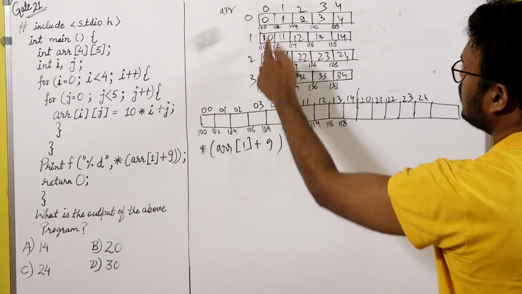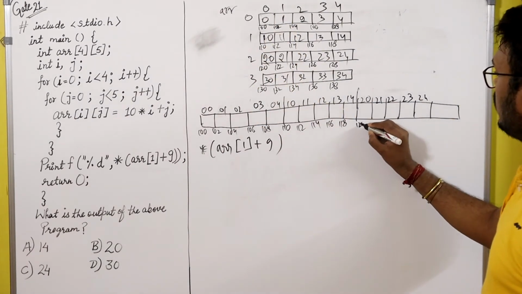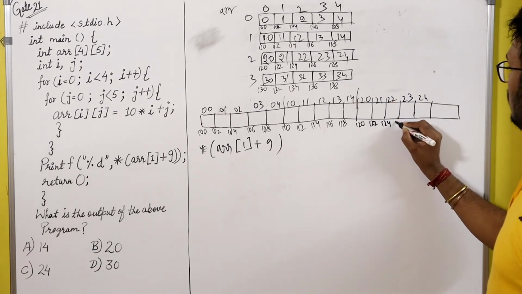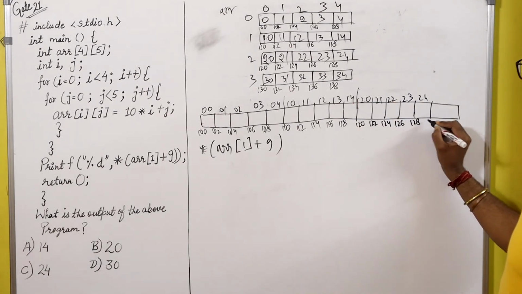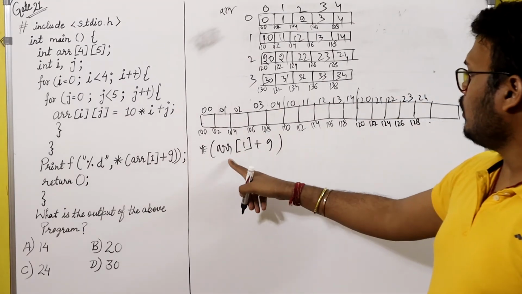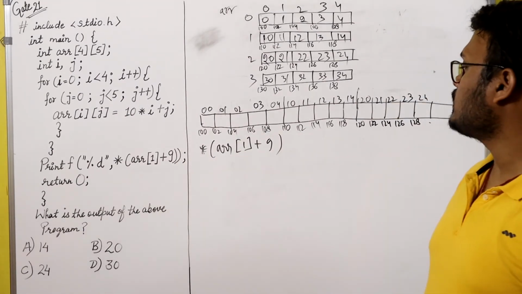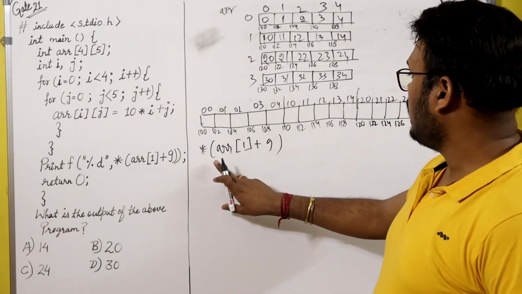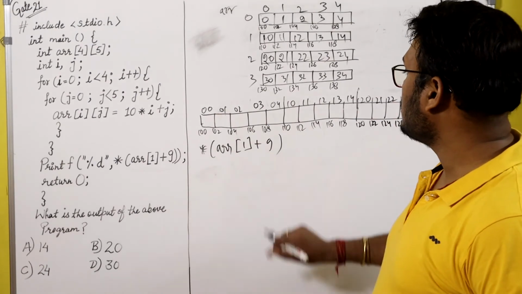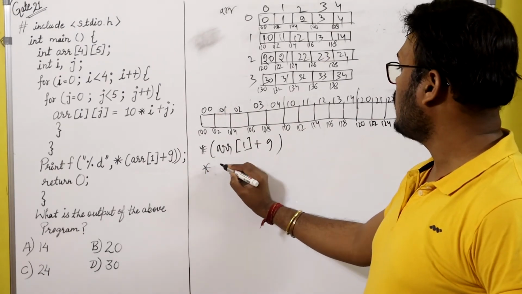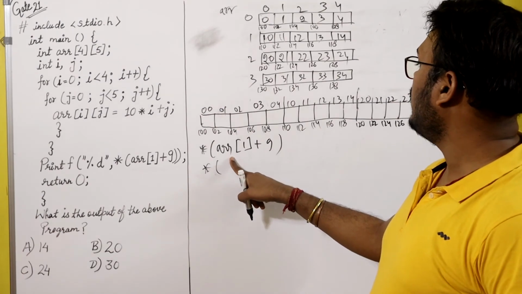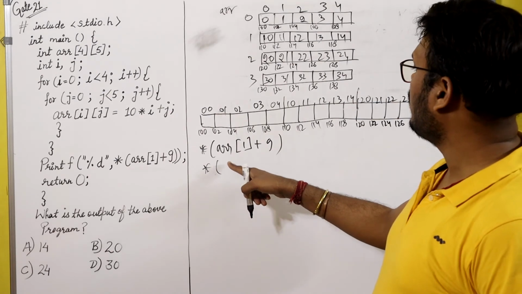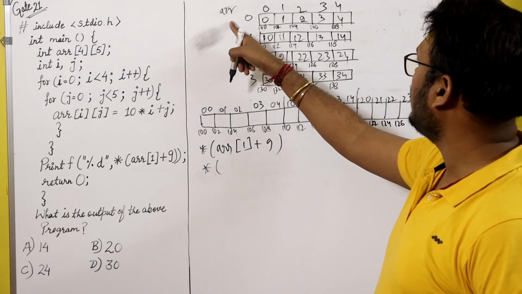Similarly, what is array of 2 of 0? 2 of 0 is 120. So 2 of 1 is 122, then 124, 126, 128, and so on. So now, star array of 1 plus 9. Fine. So what is array of 1? Let's solve it. Star ARR of 1 plus 9. So star ARR. What is ARR? Here we have to write the base address of ARR.